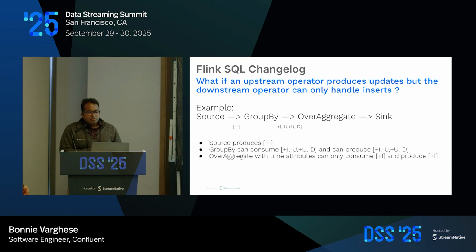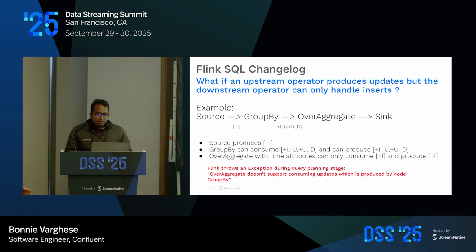Now, let's consider what happens if an upstream operator produces updates, but a downstream operator can only handle inserts. An example: you have a source operator, you're doing some kind of group by, then an over aggregate on it, and finally writing that to the sink. Your source produces inserts. Your group by is capable of taking an insert, but also producing update befores and update afters. However, an over aggregate with time attribute does not support consuming updates. So in that case, Flink throws an exception saying that over aggregate does not support consuming updates.